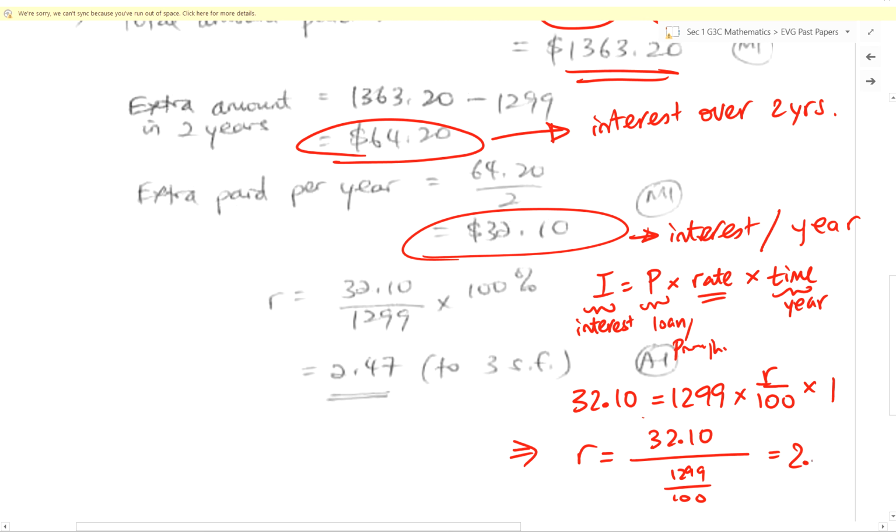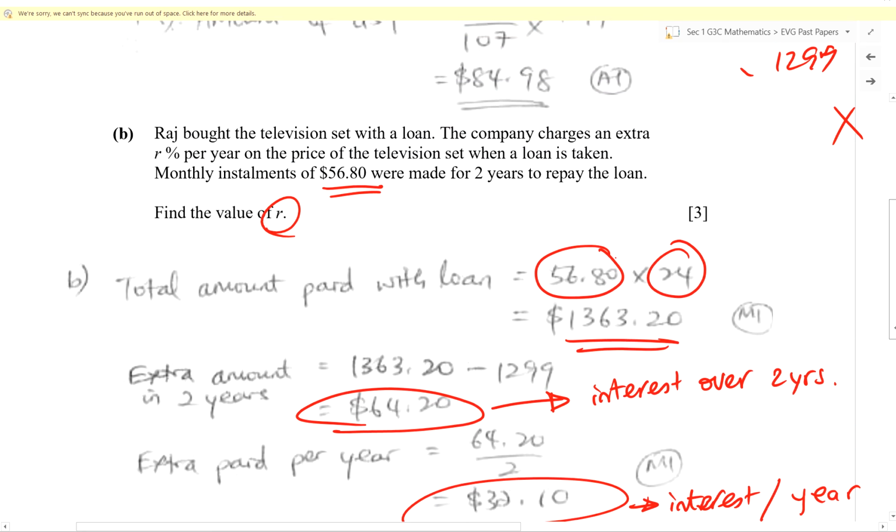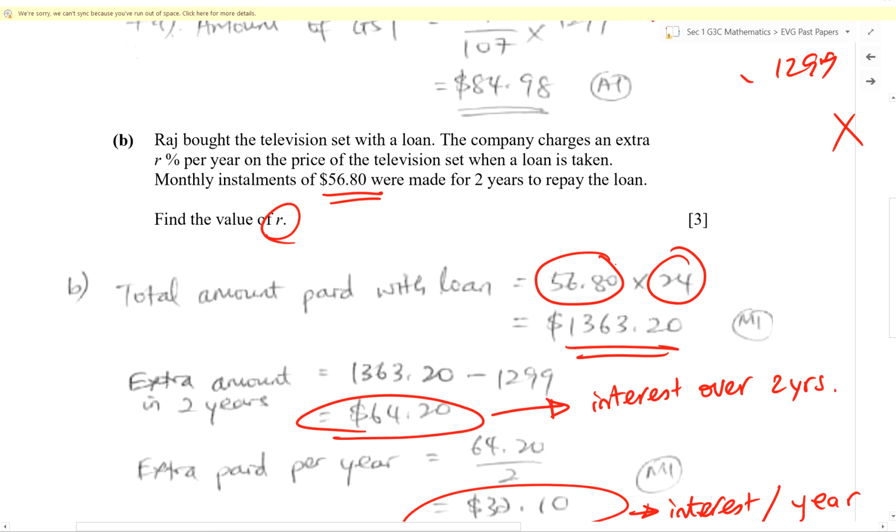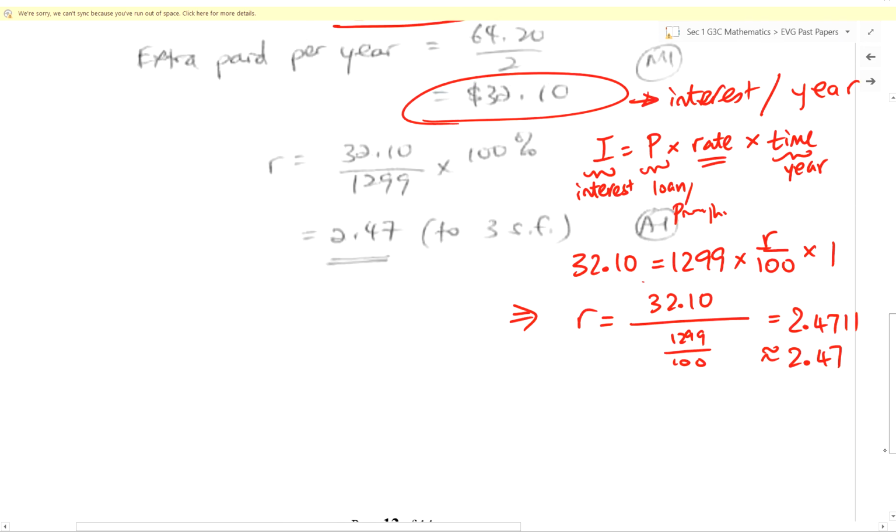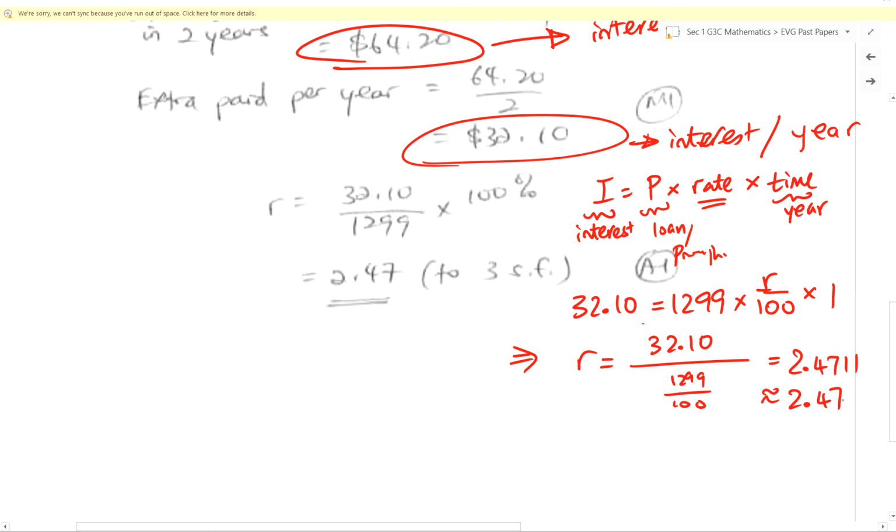To give us 2.4711. So round it off to 3SF, 2.47. Take note that there is no percentage over here. Okay? Because if you attach a percentage to 2.47, if you say that R is equal to 2.47%, then you're saying that R percent is 2.47%, which totally doesn't make sense.